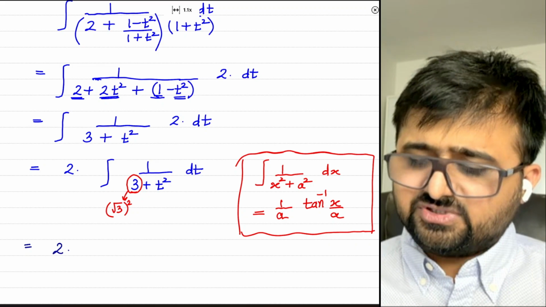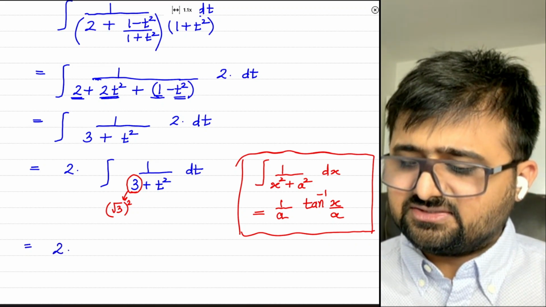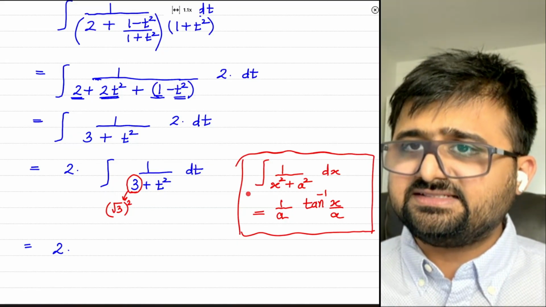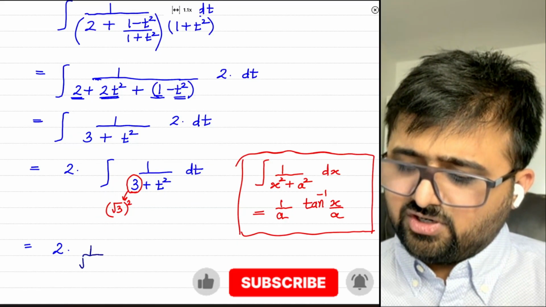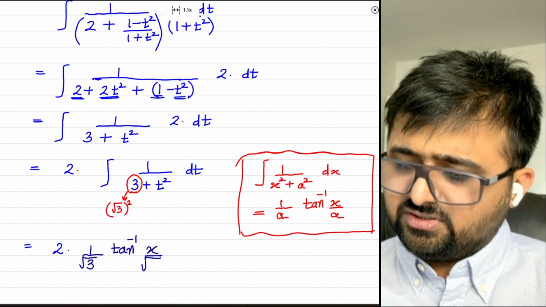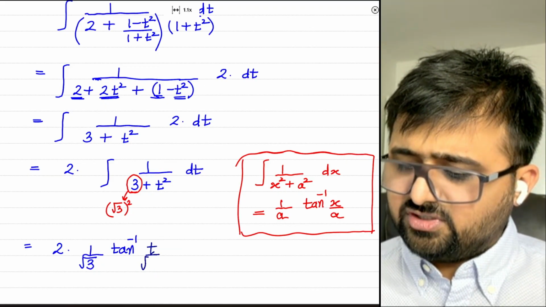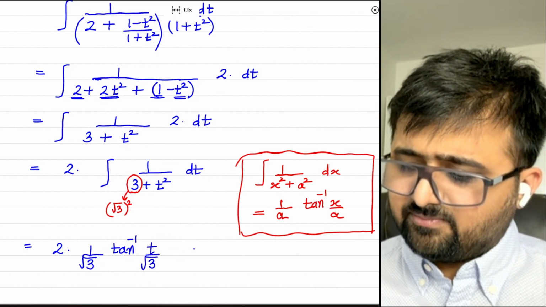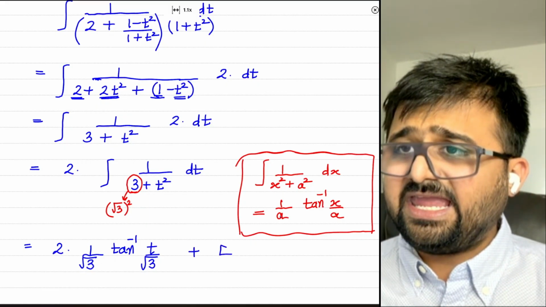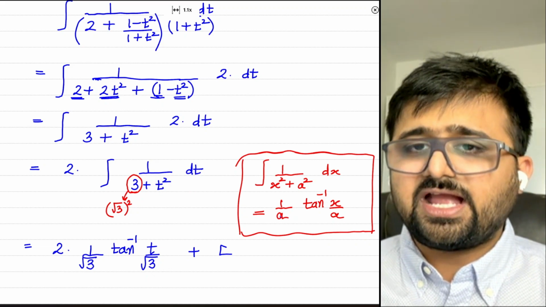So this 2, I will write the way it is. The formula is 1 upon a, so this is x square and this is a square. So a is root 3 in this case. So that will become 1 upon root 3 tan inverse of t upon root 3, plus let's add the constant of integration c. I just applied this formula, 1 upon a is root 3 over here, and instead of x we have t over here. I hope that makes sense.